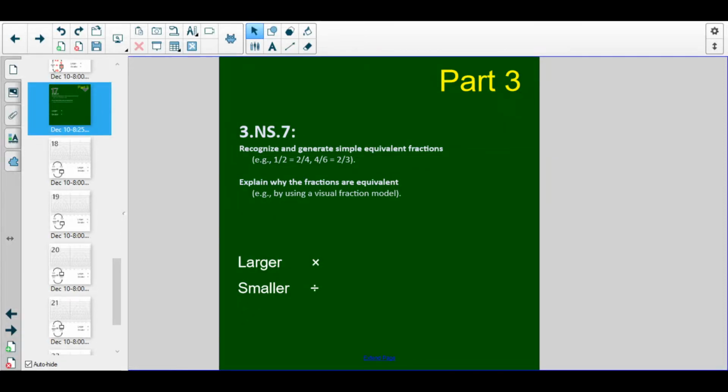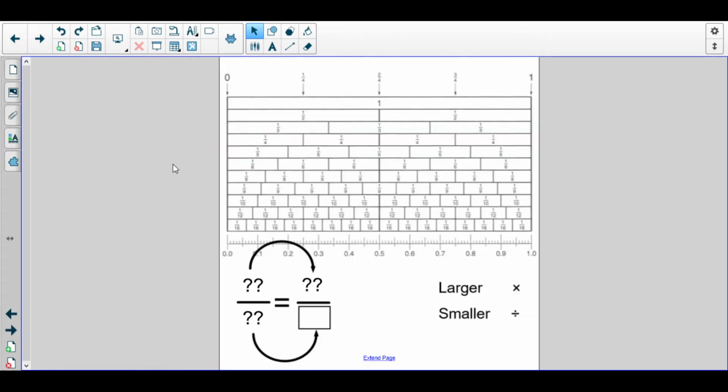Okay, let's take a look at part 3 of this standard, recognizing and generating simple equivalent fractions and explaining why the fractions are equivalent. So in the first part of this video, we looked at the pizza. The second part, we looked at getting fractions as they get bigger. Now we're going to look at them when they get smaller.